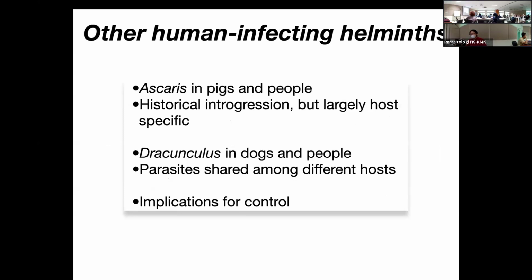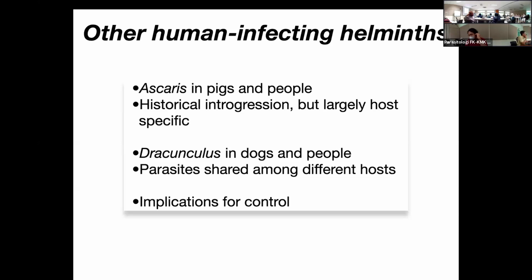I'd like to put this question about Strongyloides in context of other human infecting helminths. So Ascaris, which is a large, very common roundworm, again, it's been a long-standing question about whether the parasite in pigs and people is the same or different parasites. So the same problem: if the parasites are the same, it indicates that once you control infection in people, you need to know where the infection is.